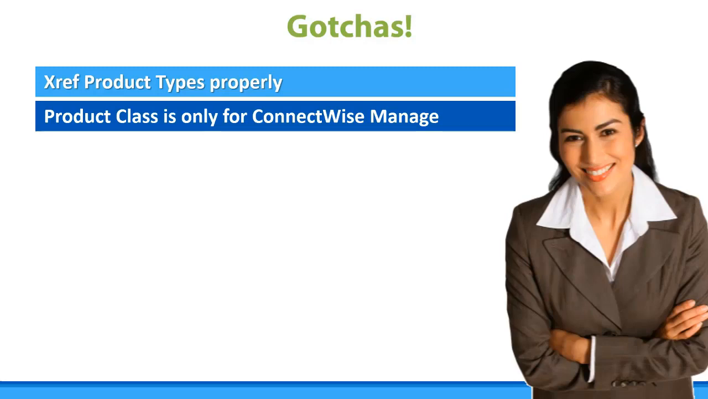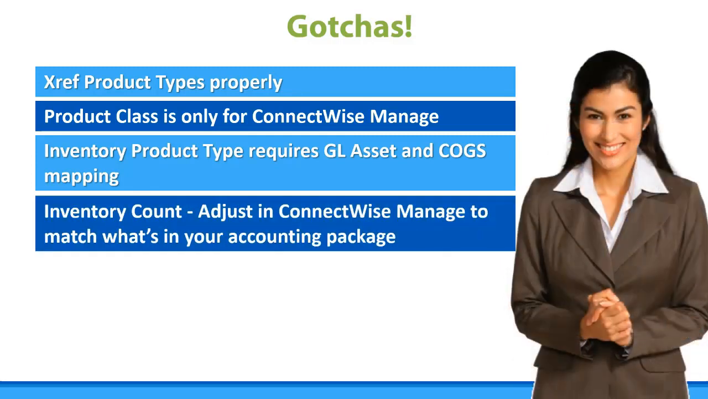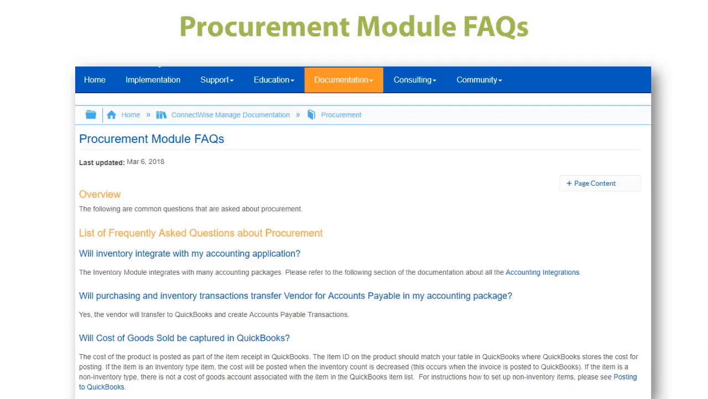For example, an item could be an inventory product type for the accounting package and a non-inventory product class in ConnectWise Manage. In this case, we're tracking the inventory stock on hand in the accounting package, but not in ConnectWise Manage. Inventory product type requires general ledger inventory asset mapping and cost of goods sold mapping on the revenue product mappings. Finally, be sure to adjust inventory count in ConnectWise Manage to match your accounting package before you start using the procurement module.